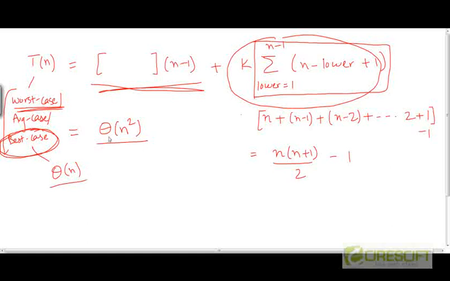So in that sense, the complexity of selection sort is not very different from the complexity of insertion sort. In fact, in the theta notation, it's exactly the same. Worst case time theta of n squared, average case time theta of n squared, best case time theta of n.